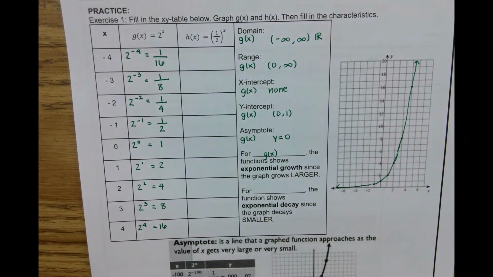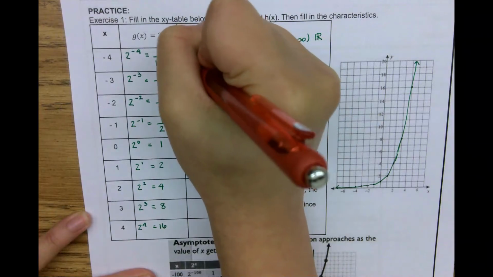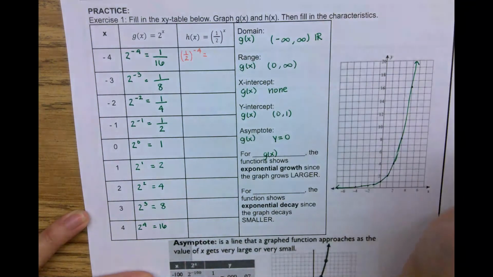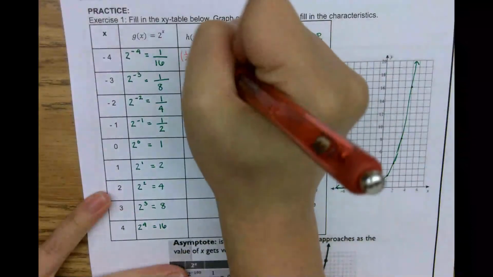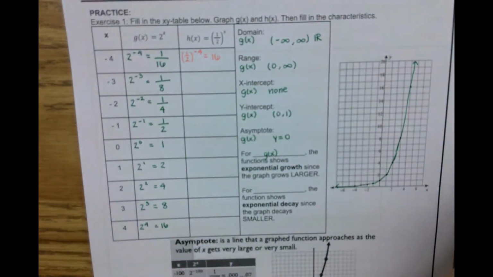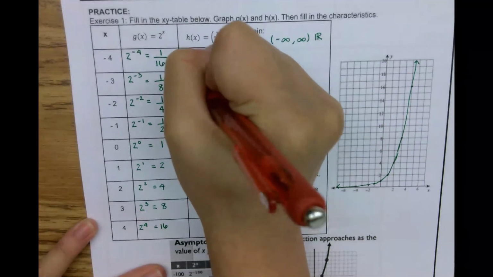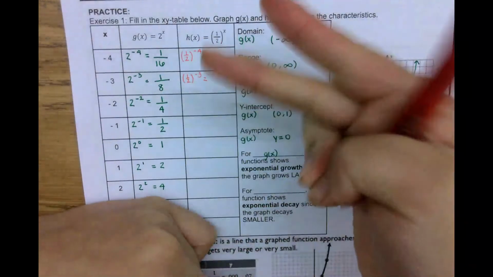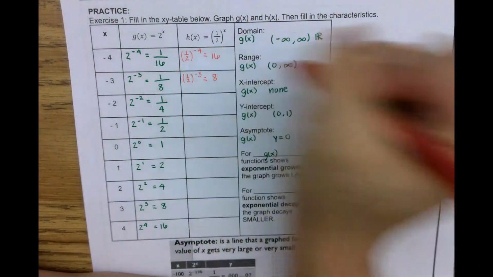Okay, so let's try doing h of x now. We're going to take these x values and plug them in. So 1/2 to the negative 4th power. We know we're going to flip it. So 2 times 2 is 4, times 2 is 8, times 2 is 16, so it's going to be 16. Then we're going to have 1/2 to the negative 3rd power. It's going to flip, so it's no longer going to be a fraction. 2 times 2 is 4, times 2 is 8, so 1/2 to the negative 3rd power is 8.